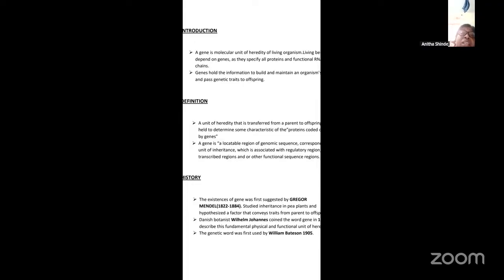So what is a gene? A gene is a molecular as well as fundamental unit of heredity of almost all living organisms. All living organisms depend on genes because they specify the proteins, they specify the RNA chains, and they are transferred from the parent to the offspring. Whatever genes we have have been transferred from our parents to us, so the chain goes on. It is present on the chromosome at a specific point, which is called the locus.